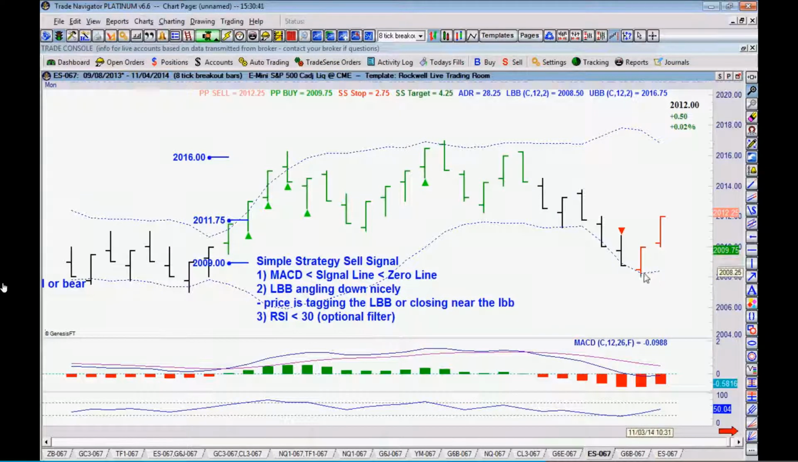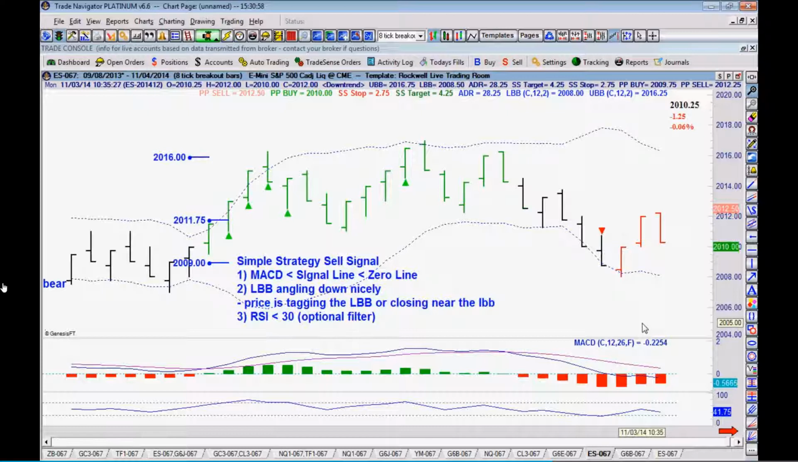Now we have another red bar. The bar is closing lower, so it might come back down here. But the lower Bollinger Band is not angling nicely lower, and price definitely isn't closing near the lower band. On this bar, we still have MACD giving us a downtrend, but our sell signal rules say that it is not an entry. We still have MACD giving us a downtrend, but we're not getting a valid sell signal.